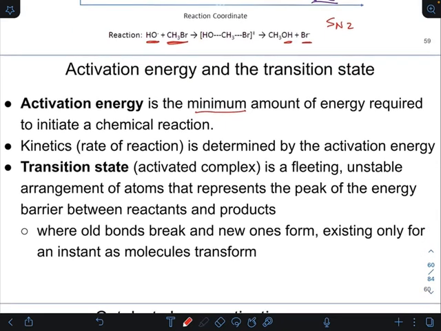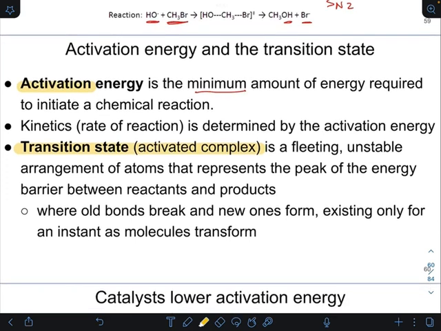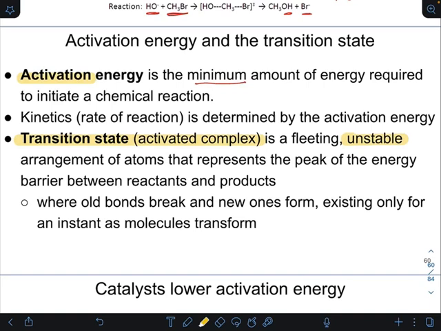Transition state, also sometimes called the activated complex, because it has been activated by applying the activation energy, is very, very, very unstable. It is the top of the hill. It's very fleeting, so it doesn't last for a very long time. And it represents the peak of the energy barrier.